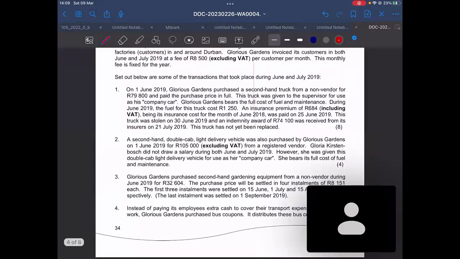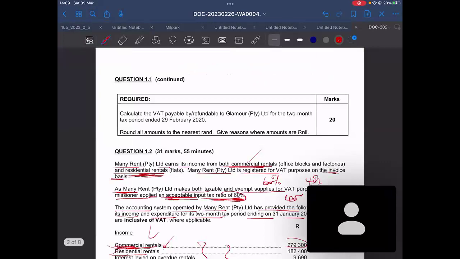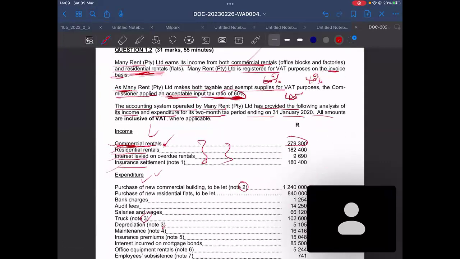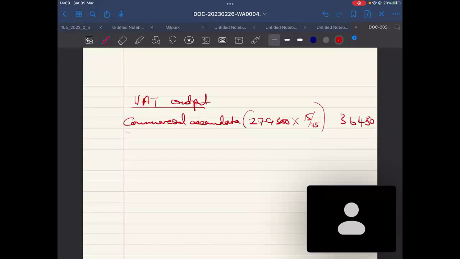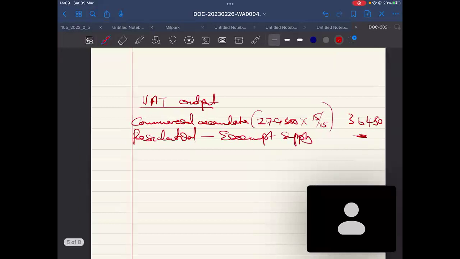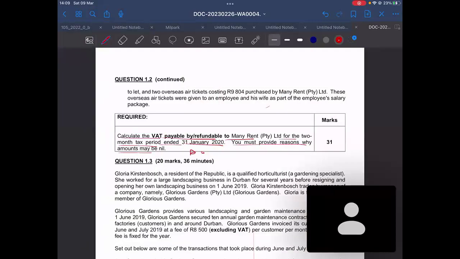Then we move on to the next one, which is residential rentals. Residential is exempt, no VAT. Residential is exempt, good people, no VAT. You write exempt supply or just exempt there, no VAT. Then we go to the next one.